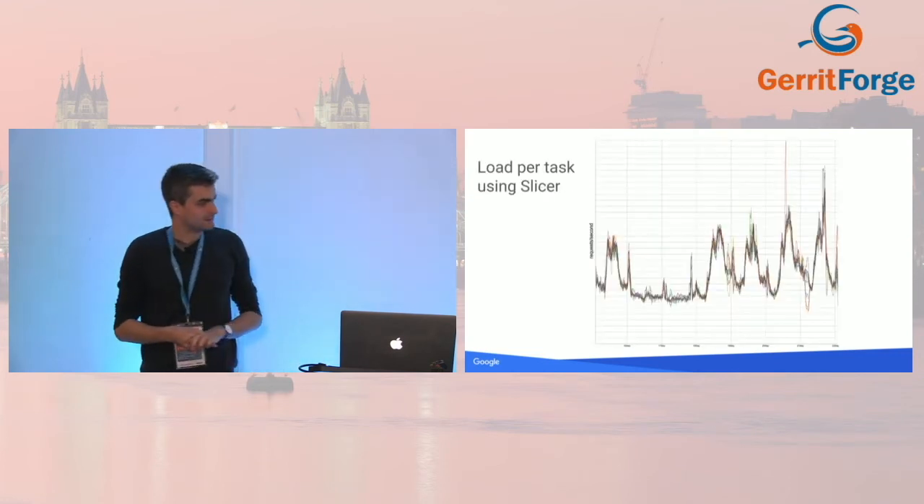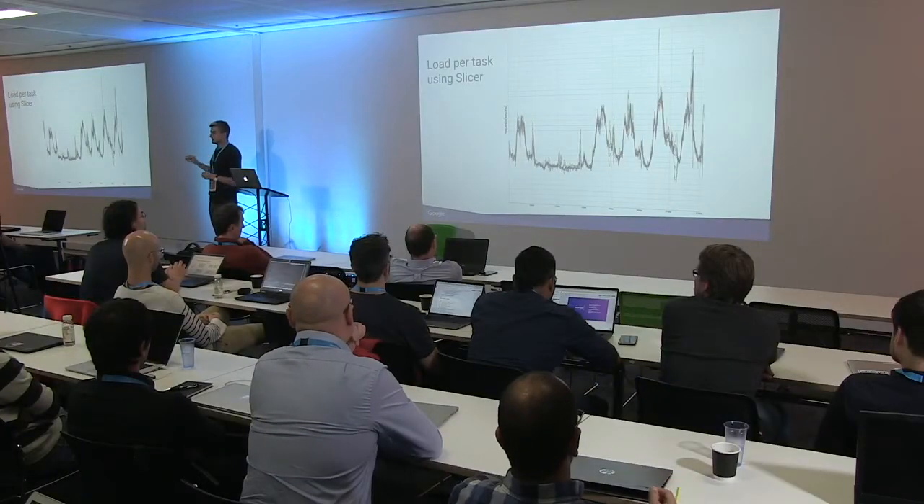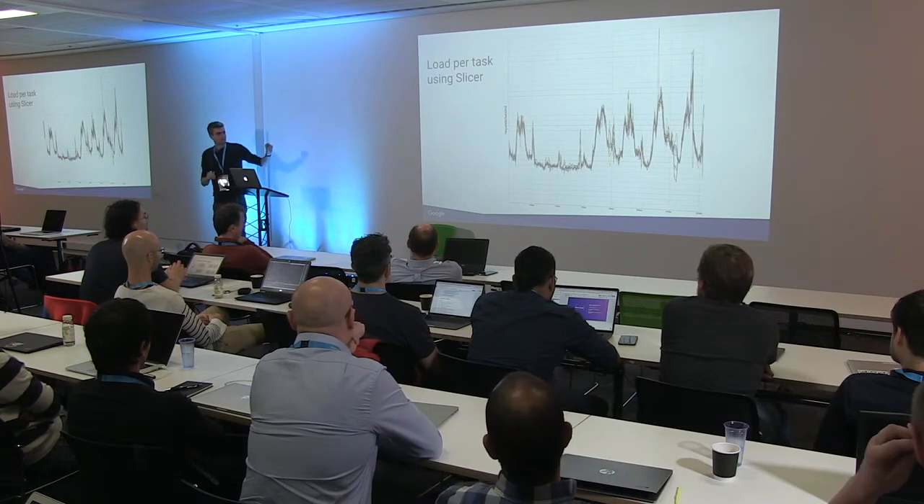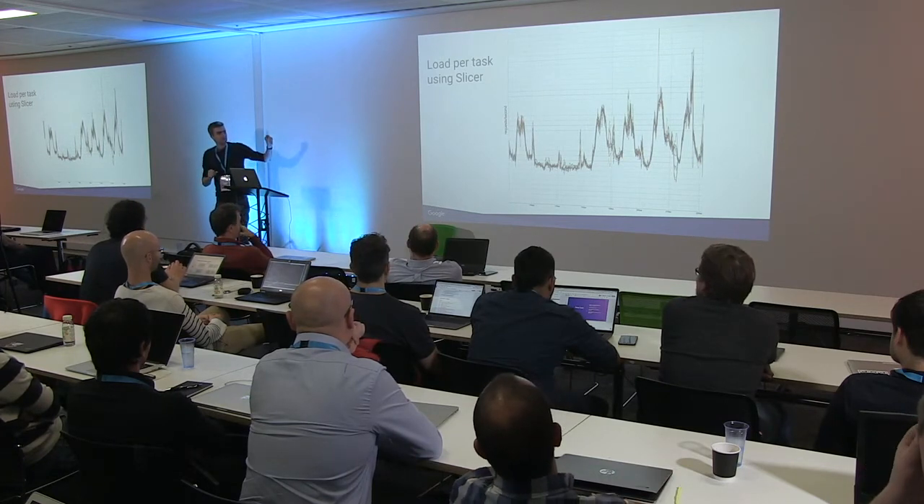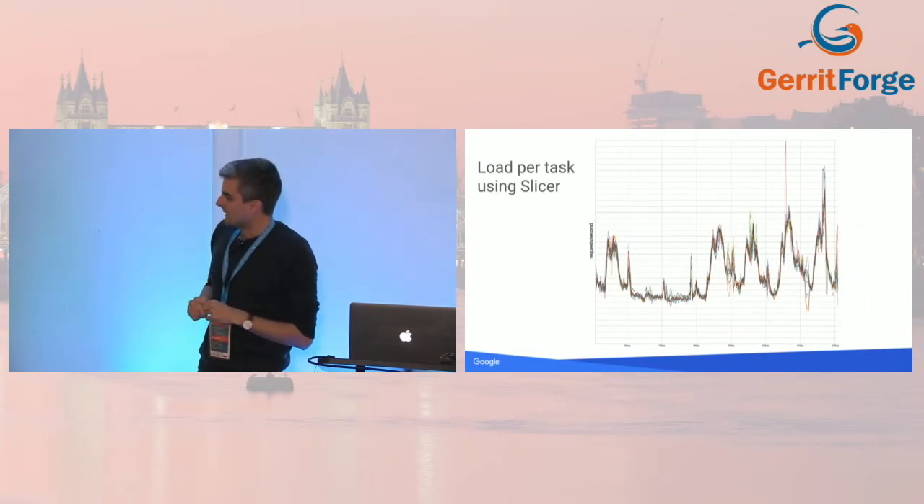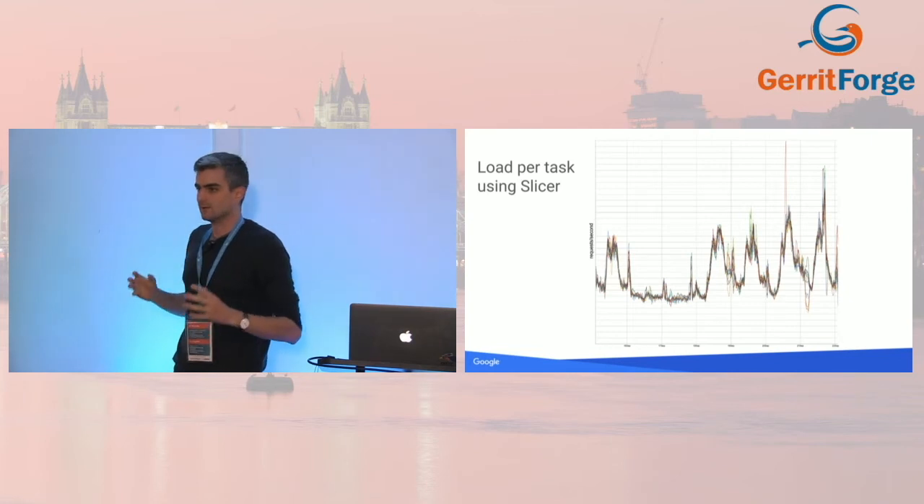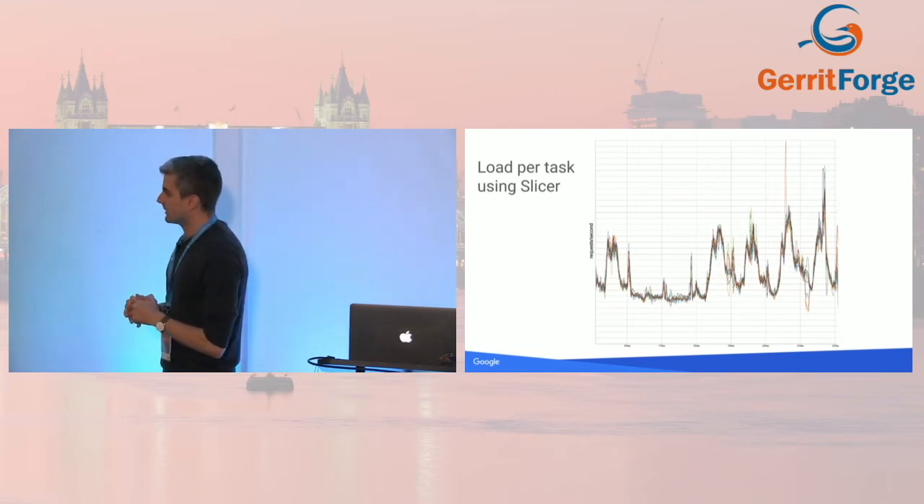So this is a graph that we were able to get after we implemented that load balancer. What it shows is the load that we handle on each of the tasks in one data center, represented by a line in that graph and by a different color. And what you can see is they're all really nicely aligned. So they all serve exactly the same amount of traffic, which is really what you want.